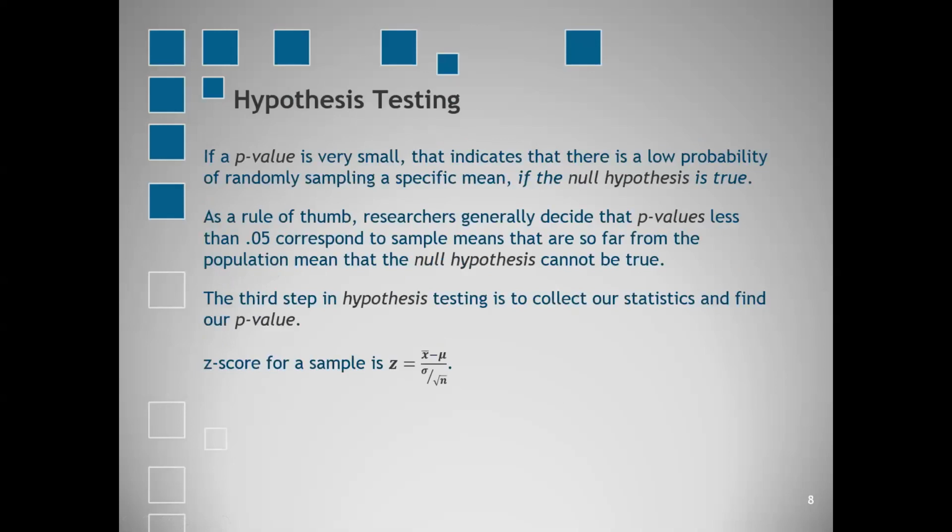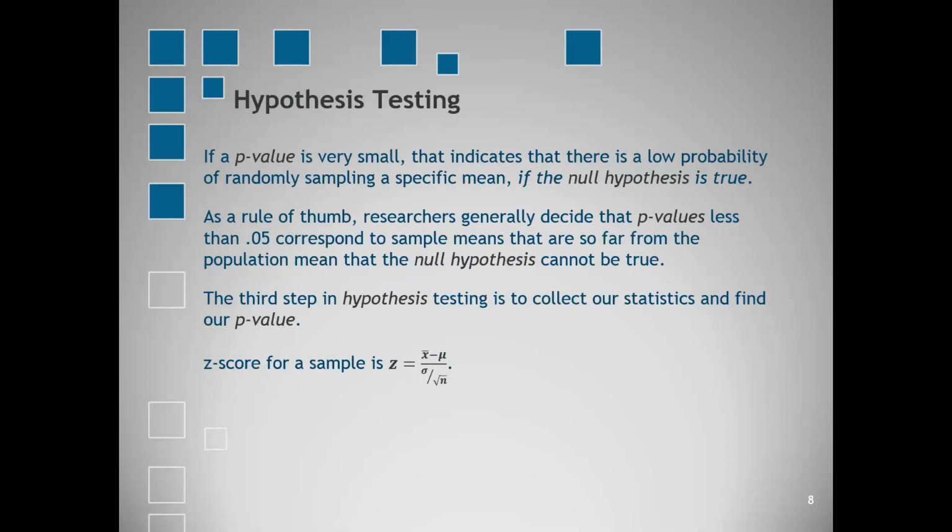We do this through the use of p-values. Recall that a p-value is the probability of randomly selecting a sample mean from a population. If a p-value is very small, that indicates there's a low probability of randomly sampling a selected mean, if the null hypothesis is true. In our example, suppose U.S. runners really are no different than the average worldwide runner. This is what our null hypothesis says. Then the sample of randomly selected U.S. runners should have a sample mean that is close to the worldwide population mean. This would correspond to a p-value close to 1.